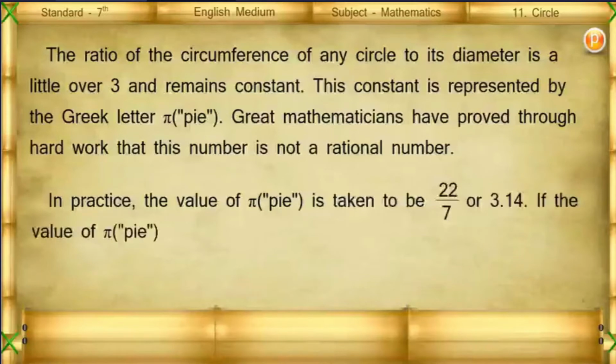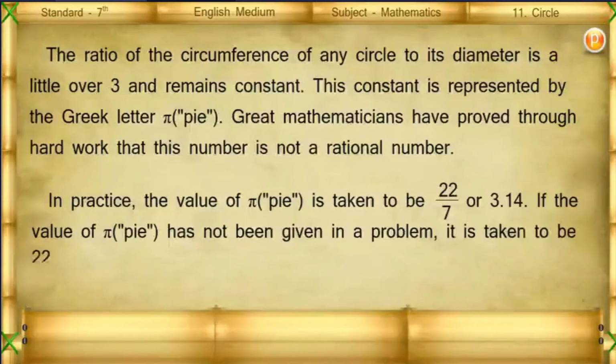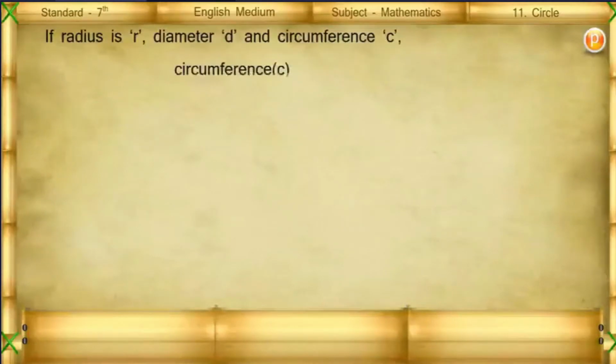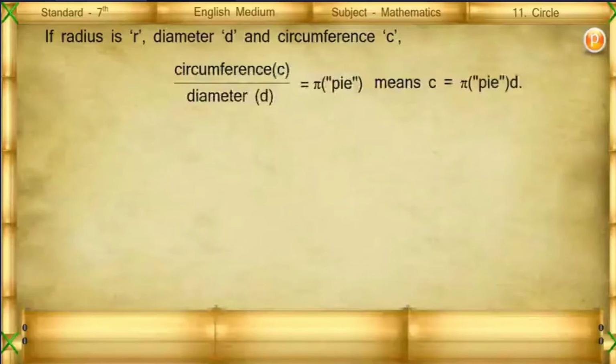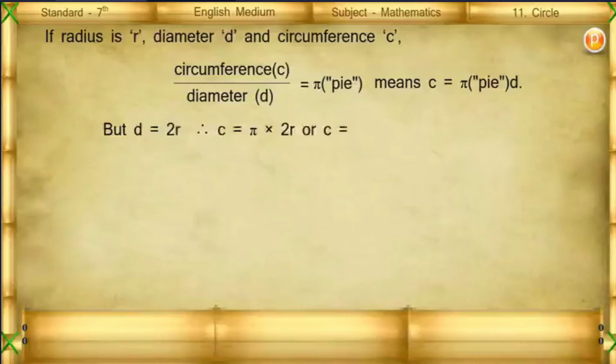If the value of pi has not been given in a problem, it is taken to be 22 divided by 7. If radius is r, diameter d and circumference c, then circumference divided by diameter is equal to pi, means c equals pi d. But diameter is equal to 2 radius. Therefore, c equals pi into 2r or c equals 2 pi r.